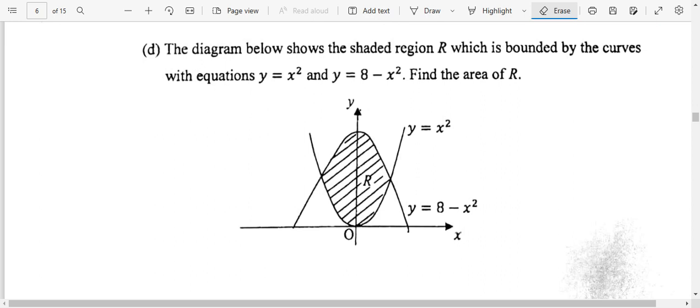Okay, the diagram below shows the shaded region R, which is surrounded by the curves with the equations y is equal to x squared and y is equal to 8 minus x squared. Find the area of R.